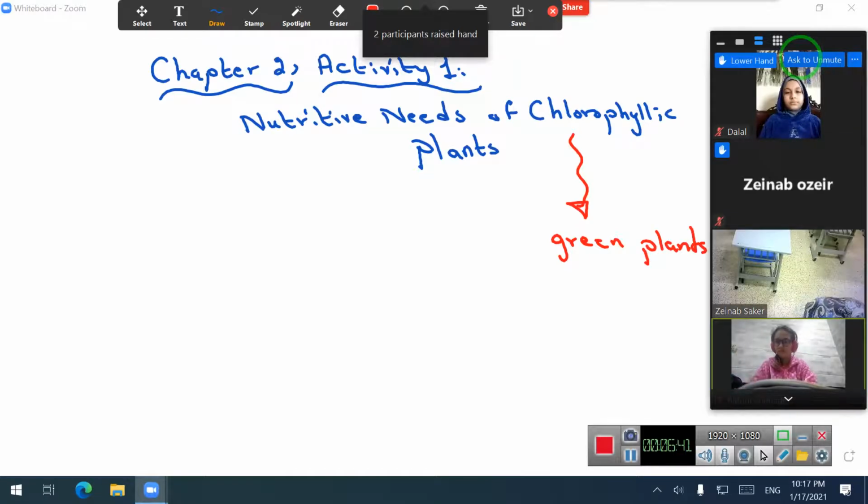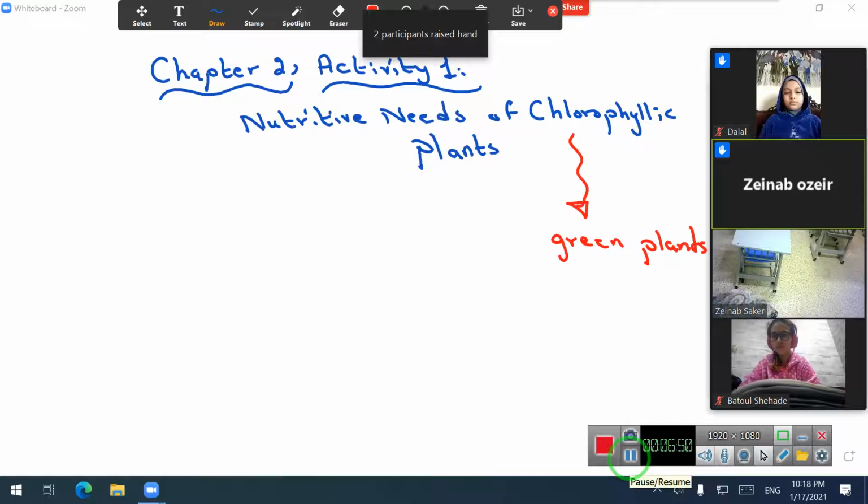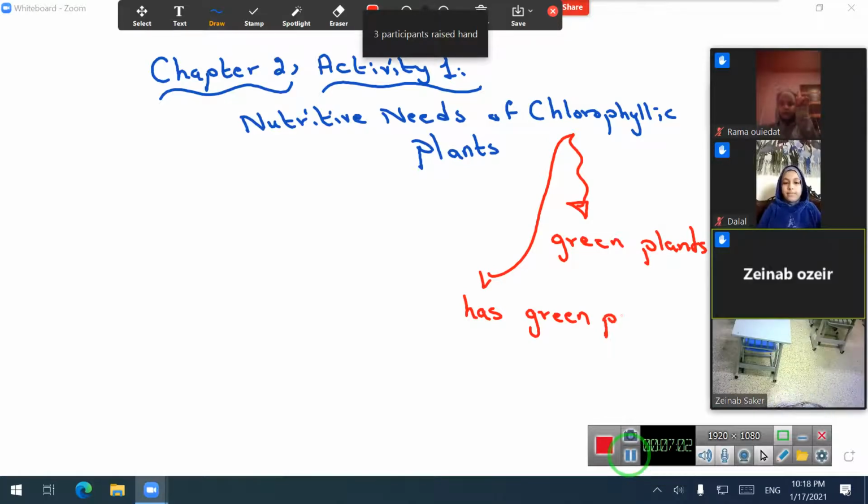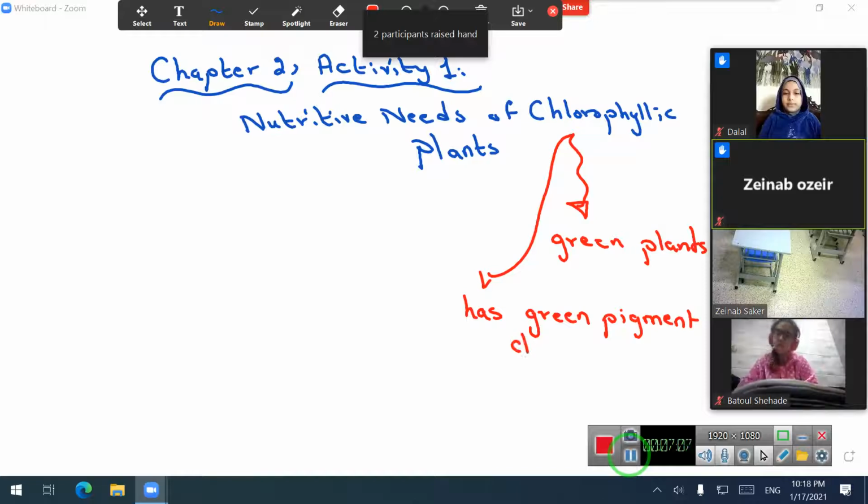Can you tell me, please, Zainab, why do we call them chlorophyllic plants? Because they have a green pigment. Excellent. Yes, what do we call this green pigment? Excellent, Zainab. It has a green pigment called chlorophyll.